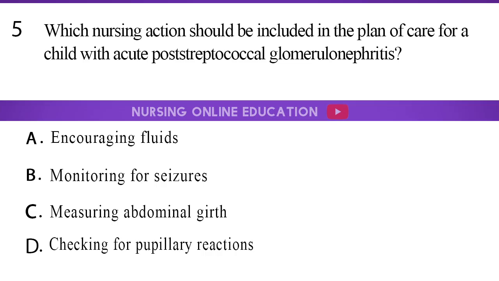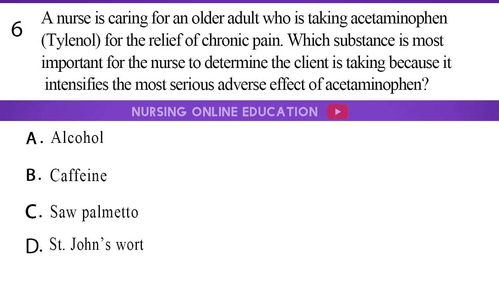5. Which nursing action should be included in the plan of care for a child with acute post-streptococcal glomerulonephritis? A. Encouraging fluids. B. Monitoring for seizures. C. Measuring abdominal girth. D. Checking for pupillary reactions. The answer is option B. Monitoring for seizures.